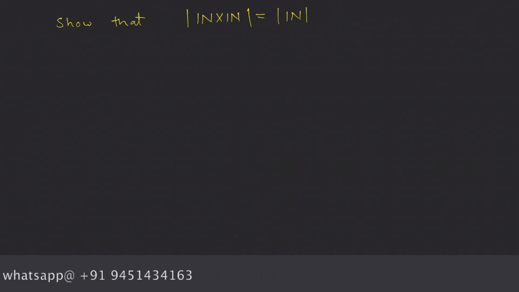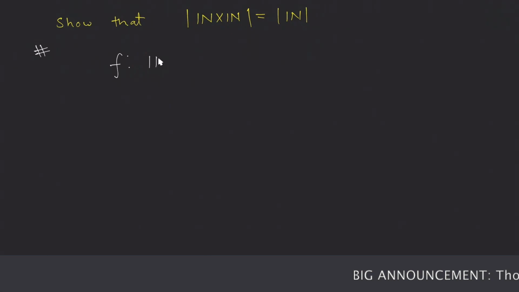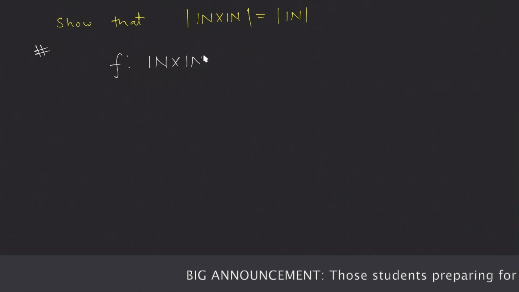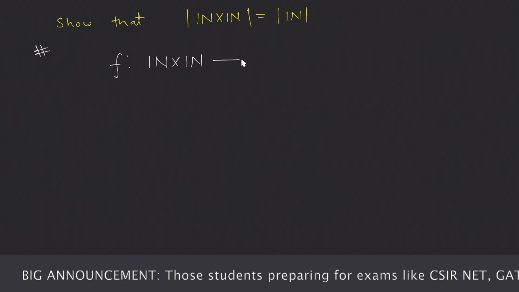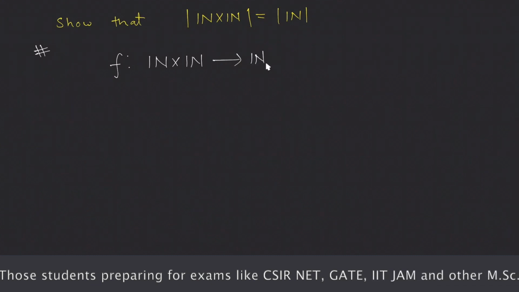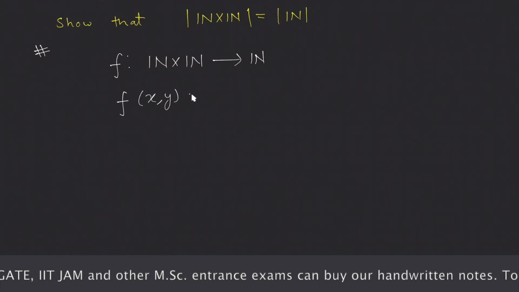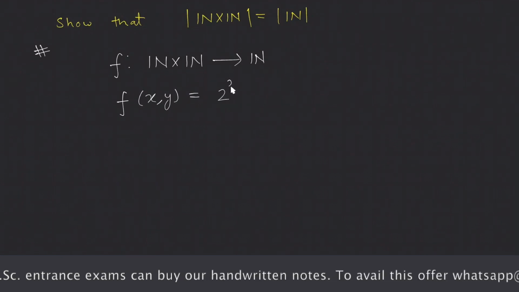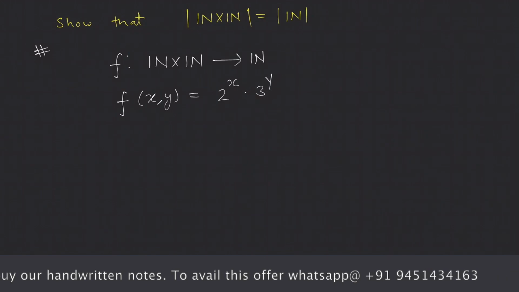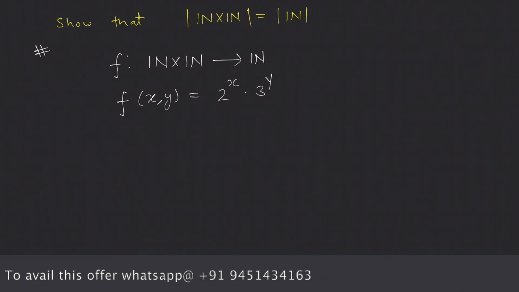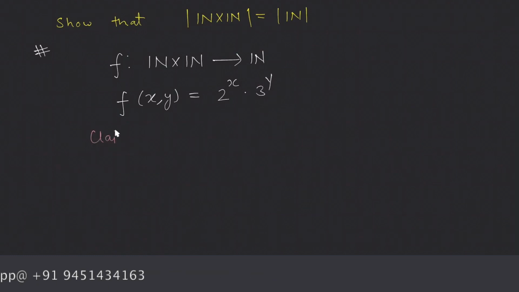So let's prove it. For that, we'll define a mapping f from the Cartesian product of natural number sets, N cross N, to the set of natural numbers. This mapping is defined as f of (x, y) equals 2 raised to power x into 3 raised to power y. Now our claim is that this mapping f is 1-1.